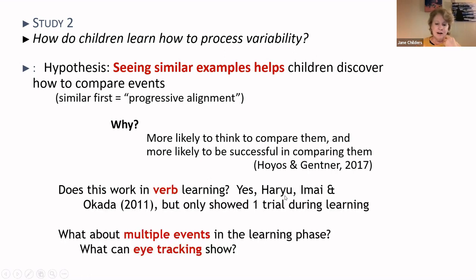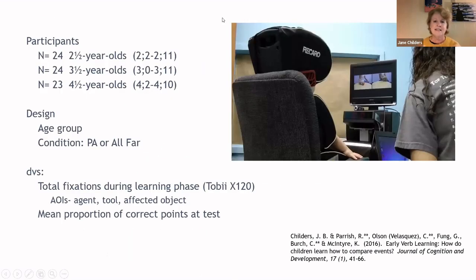Also, there was prior work from Mitsumi and Mai's lab showing that progressive alignment helped children learn verbs, but they were looking at the progressive alignment between learning and test, and I wanted to look at progressive alignment during a learning phase. And so I wanted to add multiple events and also see if I could use an eye tracker to figure out more about where they were looking during learning. So in this study, we have 2, 3, and 4-year-olds, which is going to be pretty standard across all my studies. We're going to have 2 conditions.